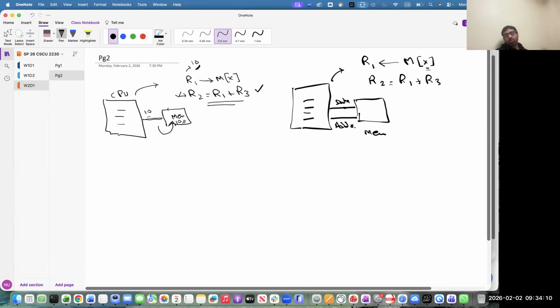When the CPU executes this instruction, it places the address. Let's say the address is 100. It's basically saying read the value from location 100 of the memory and put it in R1. So it places address 100. Can the CPU, after placing the address 100, go ahead and start executing the next instruction or not? Anyone who wants to answer?